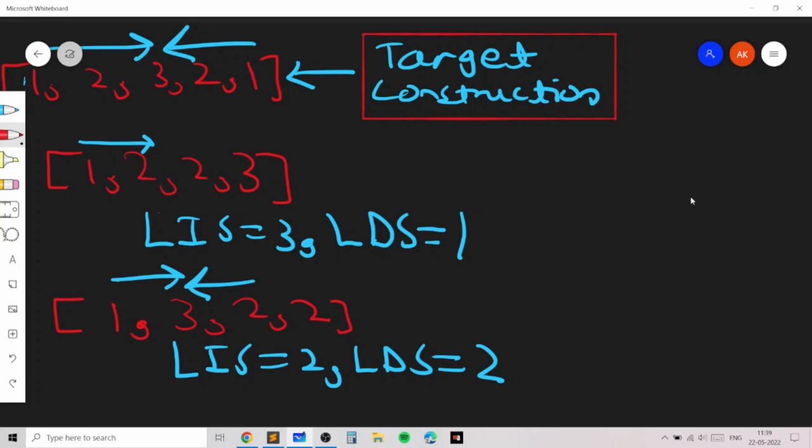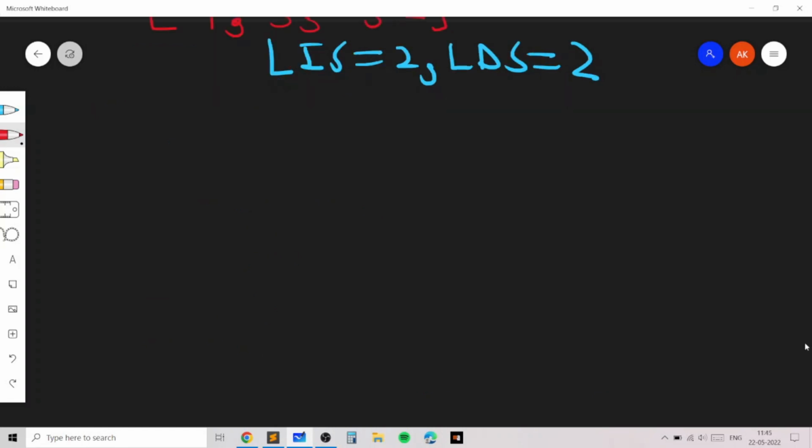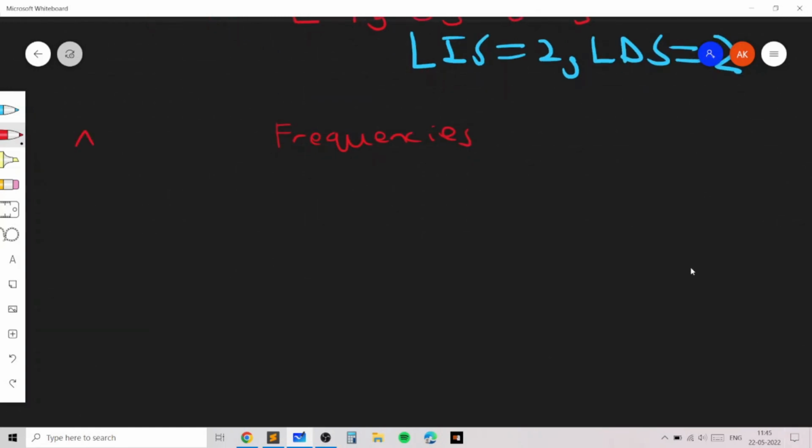So let's try to find out an algorithm which will try to maximize this function. We need to approach the construction using frequencies of elements, because we can analyze the frequencies of elements and come up with a number of cases. So let's see how we do that exactly.